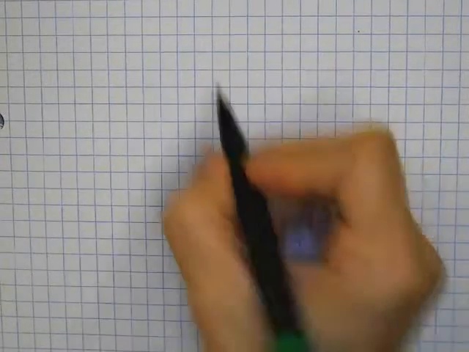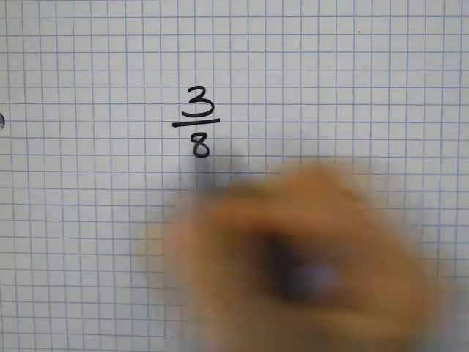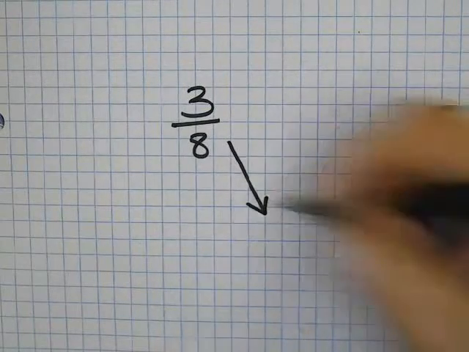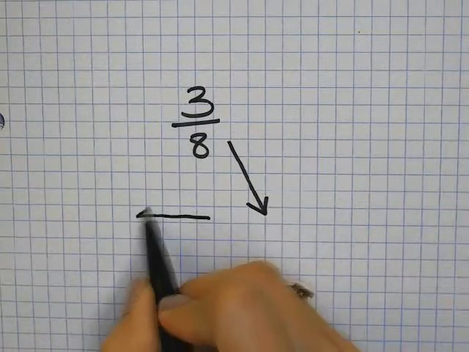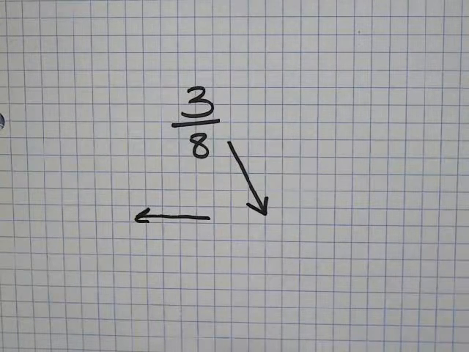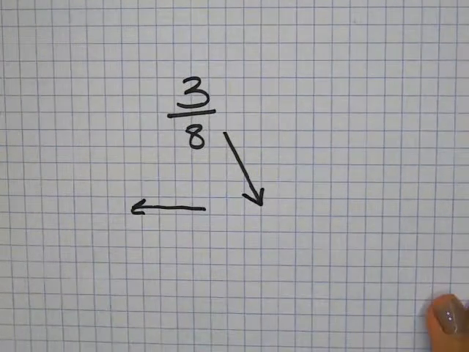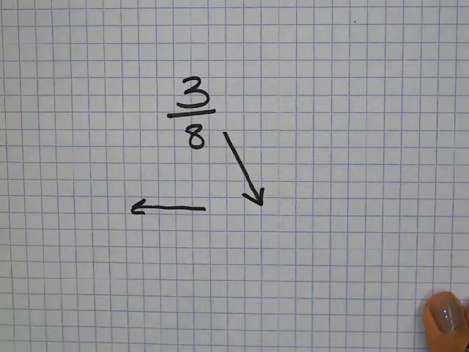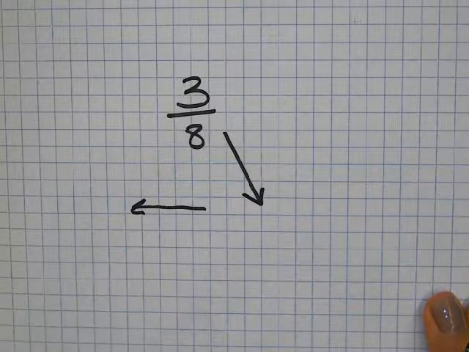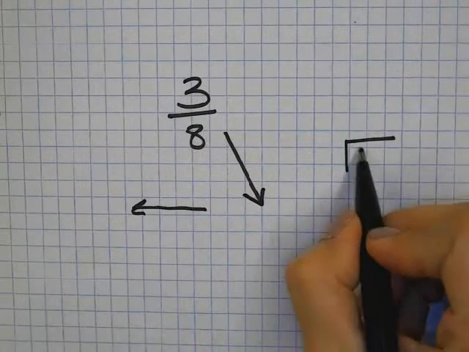I'm going to give you a harder one. Not necessarily with this. 3/8. I want the decimal, and then after the decimal, I want the percent. I'm pretty sure you don't have 3/8 memorized, so what do you have to do? Divide. I need to see everyone dividing.